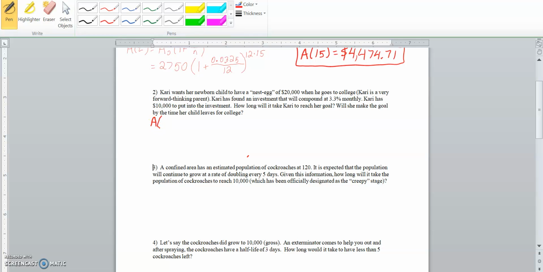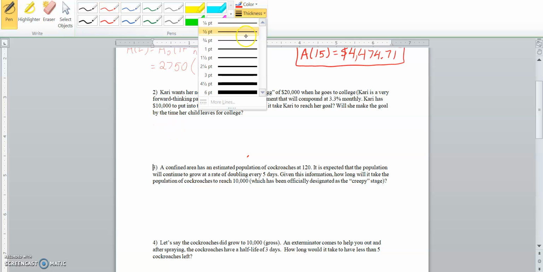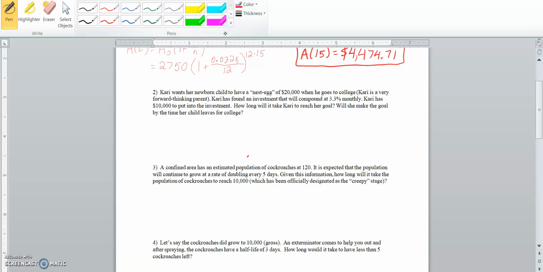A of, how long will it take? So A of t, you know what, I'm just going to start this over. I'm going to fill in what we know just so I can save some space. What we know is that our A of t, our final amount, is 20,000. Our initial amount is 10,000.